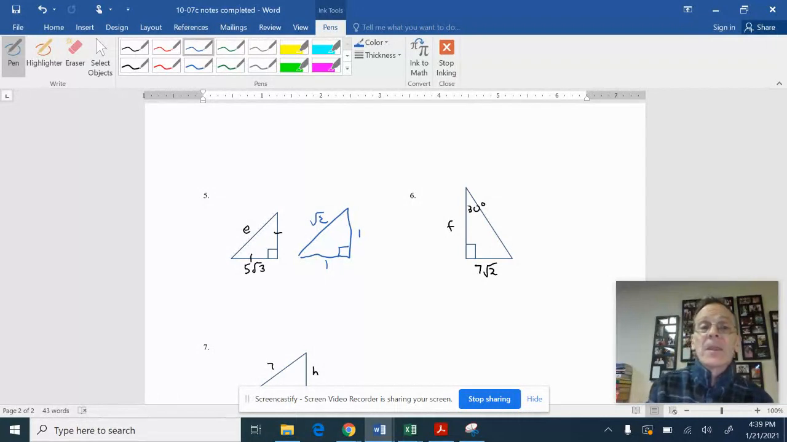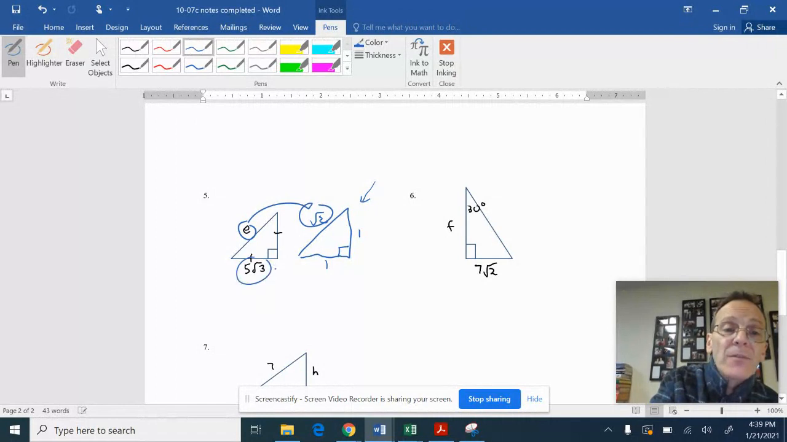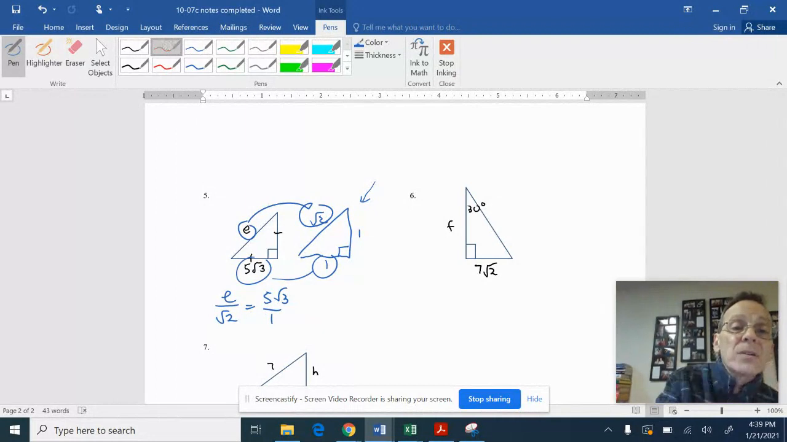Okay? Since this is an isosceles right triangle, it is similar to this isosceles right triangle. The E corresponds to the radical 2. 5 radical 3 corresponds to the 1. Let's set up the equation. E over the square root of 2 equals 5 radical 3 over 1. Solving this equation for E requires us to multiply both sides by the square root of 2.